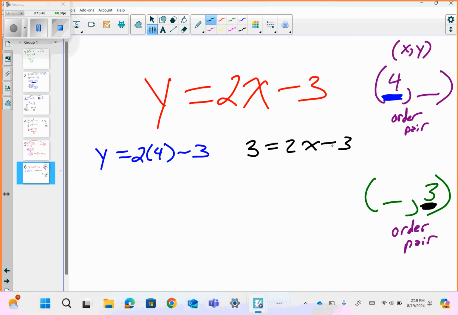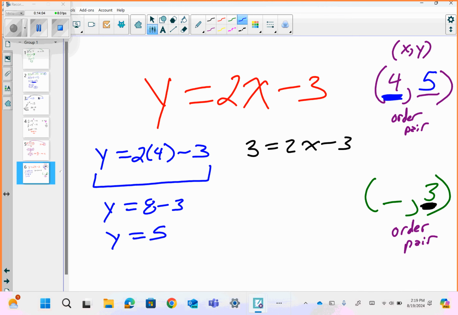Okay. So walk me through this first problem. What does it look like I should do? 2 times 4, and then 2 times 4 is going to give me 8 minus 3, and then 8 minus 3 is? So this is the solution here. You see that? And I know I don't really have space for it, but I just wanted to give you a little guidance. Now on the other one, notice I had to plug that 3 in for the Y value.